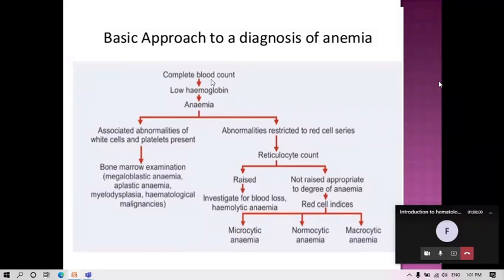So if there is a complete blood count, if there is low hemoglobin, then you will look for whether it's a problem in the red cell series or in the WBC or platelet. If there is a problem in the red cell series, you will look at the retic count. If retic count is raised, it can be seen in blood loss or in hemolytic anemia, then you will investigate in that line. If retic count is low, then you will think whether there is microcytic, macrocytic or normocytic anemia.